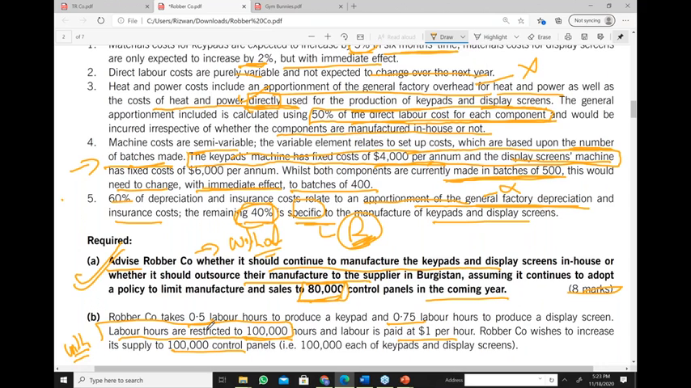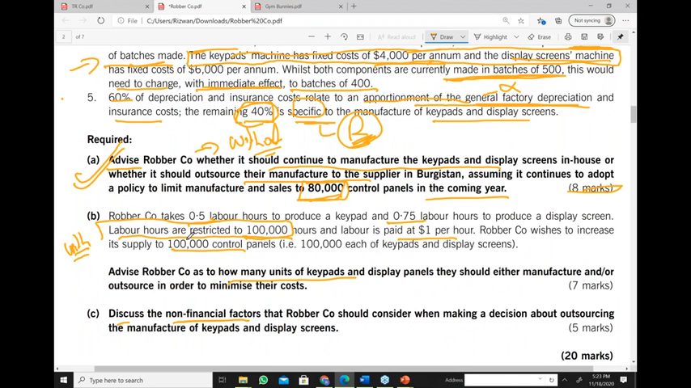Now it's the second part, which places a restriction, which says that labor takes 0.5 hours to produce a keypad and 0.75 hours to produce a display screen. Labor hours are restricted to 100,000 hours and labor is paid 1 per hour. Robber wishes to increase its supply to 100,000 control panels. Now units will increase from 80,000 to 100,000. Advise the company as to how many units of keypad and display they should either manufacture or outsource.